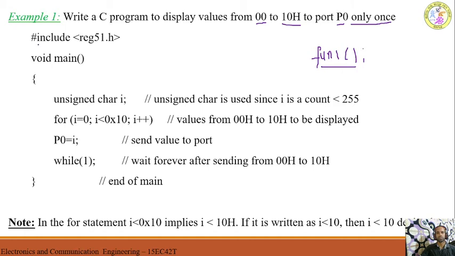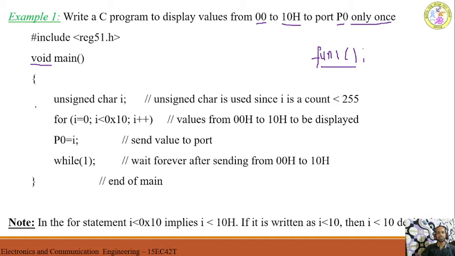So what I will do now, I will declare a header file, reg51.h, #include, and void main. Void main means it will not return anything after the execution. So this is the main function, and there should not be any semicolon here because it is a called function.